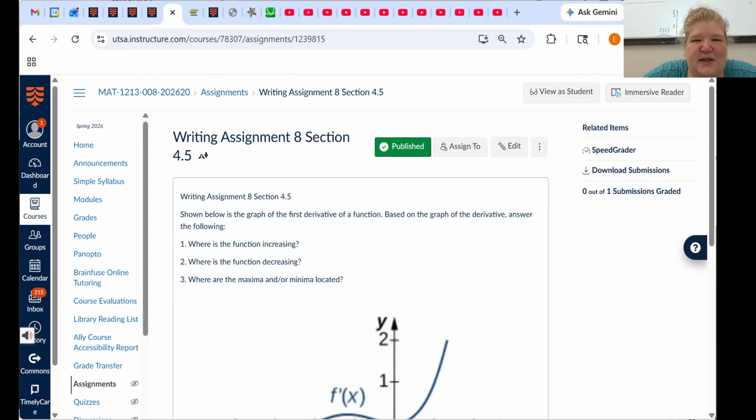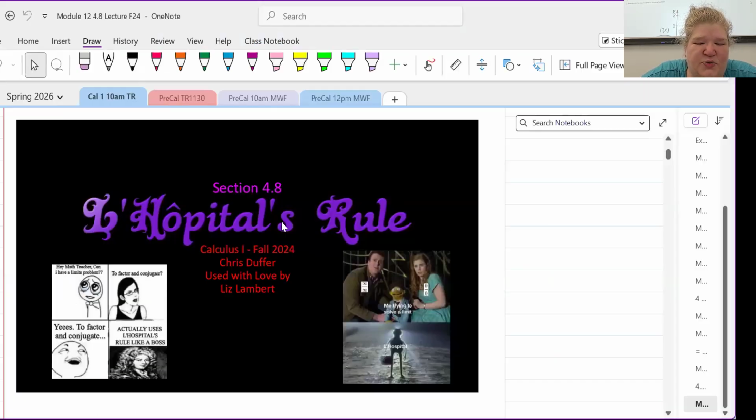All right. So let me flip it back to OneNote because we're going to learn about L'Hopital's rule today. So L'Hopital's rule is like the favorite because it takes what used to be really disgusting limit questions and makes them much easier to work with.